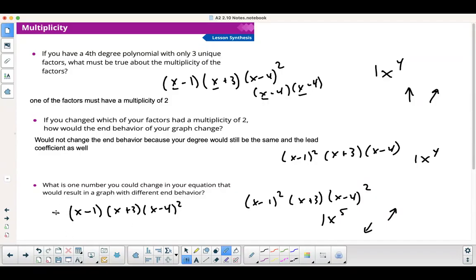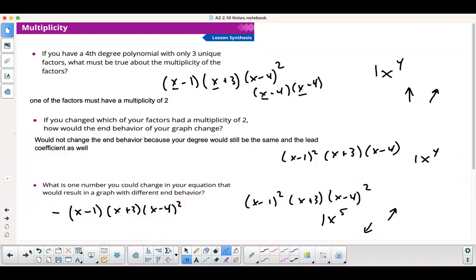If I put a negative in front of any of these x's, that would change it as well. Actually, this one it wouldn't, because you'd have a negative x times a negative x. You'd still get a positive x squared. You'd only have to change one of these.